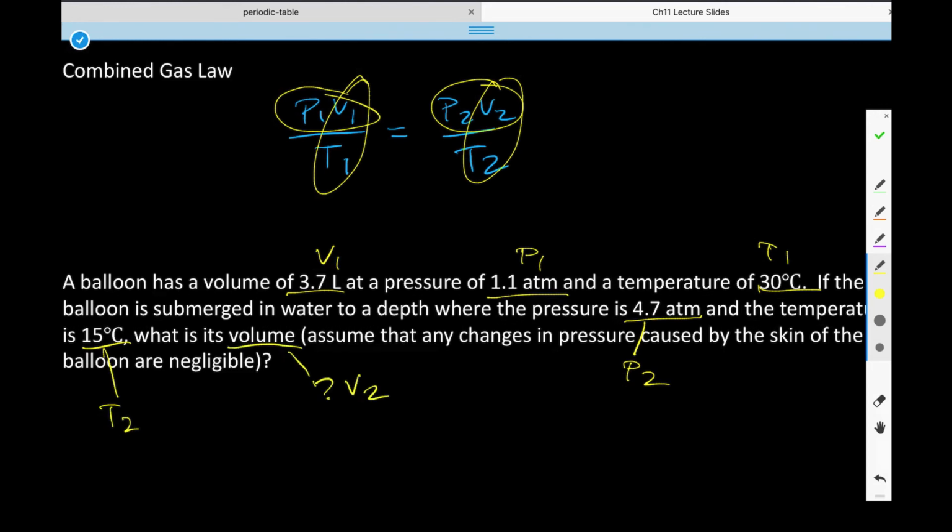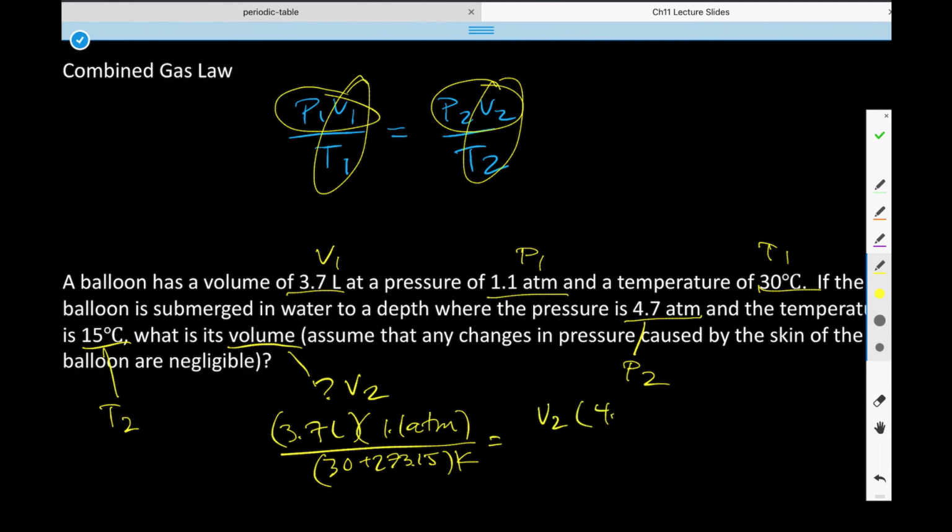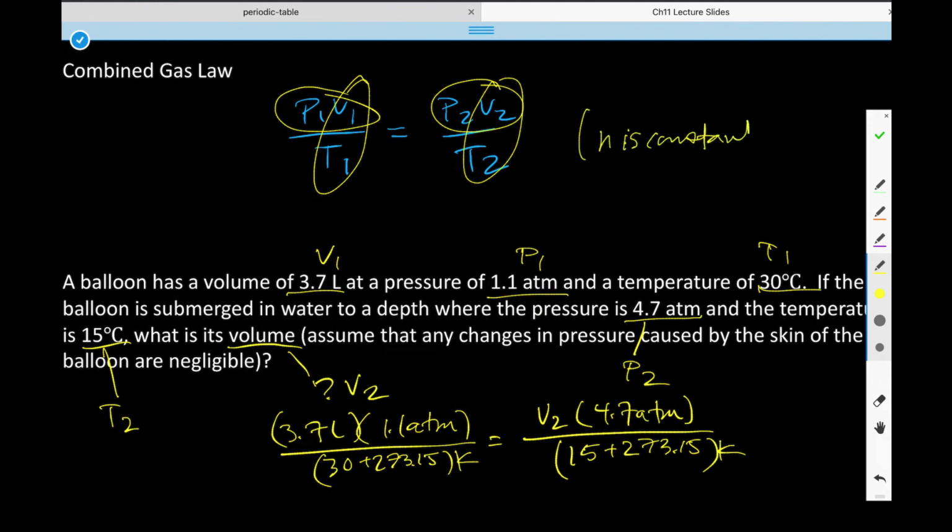Question V2, right? So then we would just set up the equation, which says that we have 3.7 liters times 1.1 atmospheres over 30 plus 273.15 Kelvin is equal to, what am I looking for? V2, 4.7 atmospheres over 15 plus 273.15. All right, so note here, if one of these variables doesn't change, n is constant, so the amount of gas has to be constant.